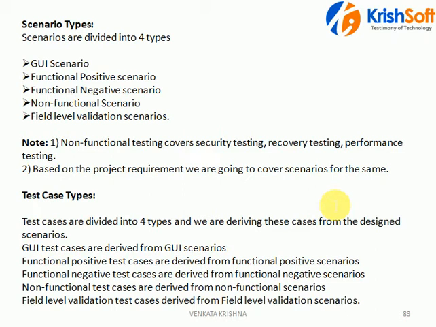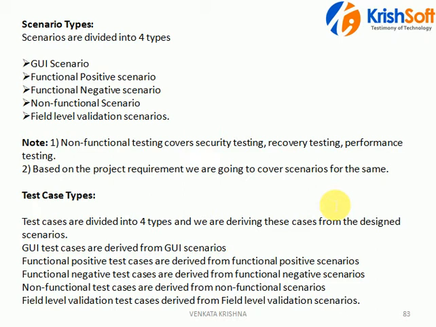So how will you perform the testing on it? Are you going to enter 1, 2, 3, 4 up to 1 lakh? No, we are not going to do that. To perform that type of testing, we use field level validation scenarios. So usually functional testers derive 4 different types of scenarios: GUI, functional positive, functional negative, and field level validation scenarios. Similarly for test cases: GUI test cases, functional positive test cases, functional negative test cases, and field level validation test cases. Okay, so from a GUI scenario you are going to derive the GUI test cases.